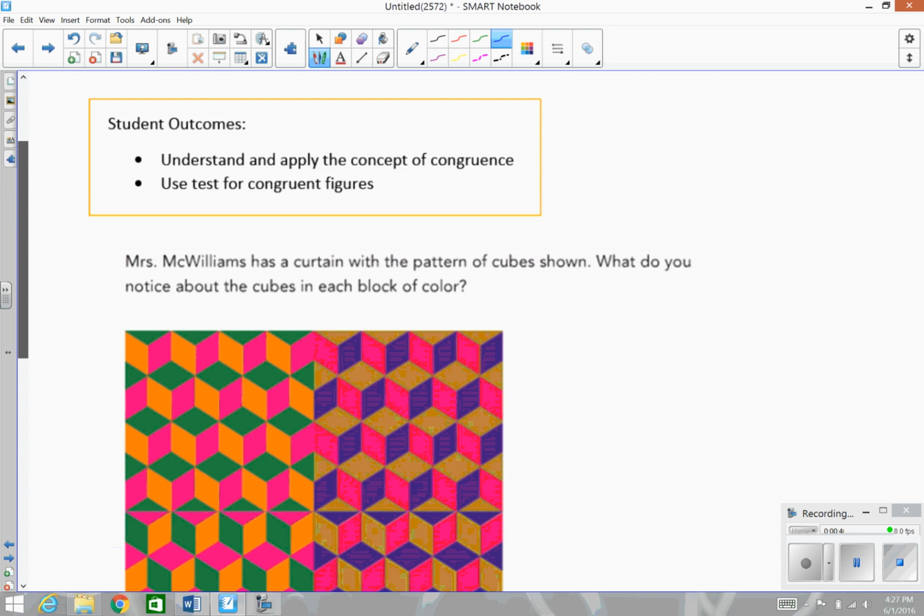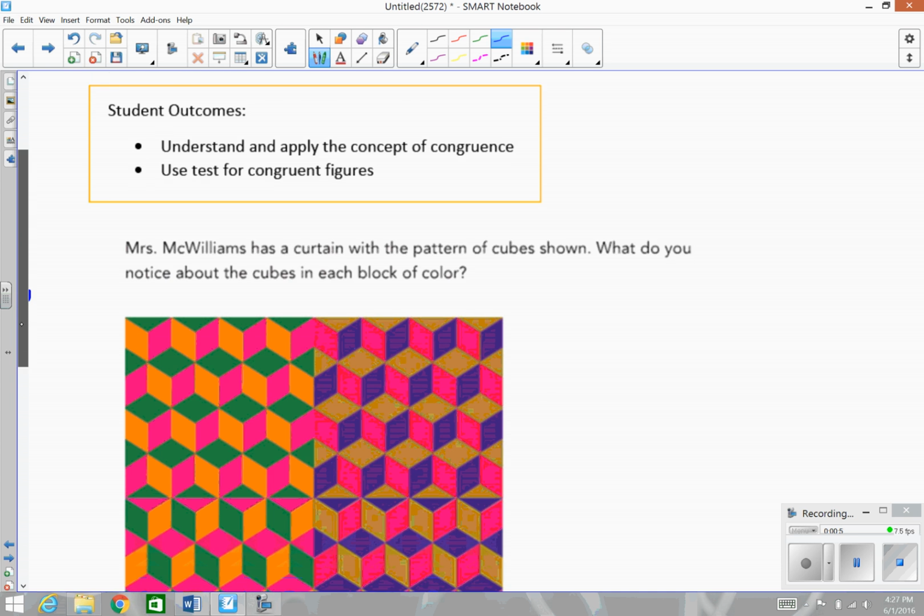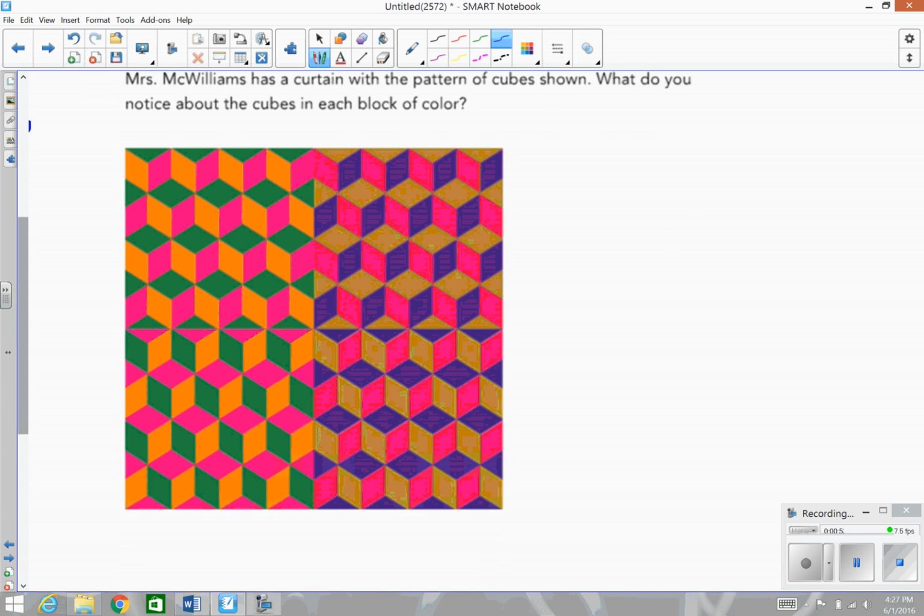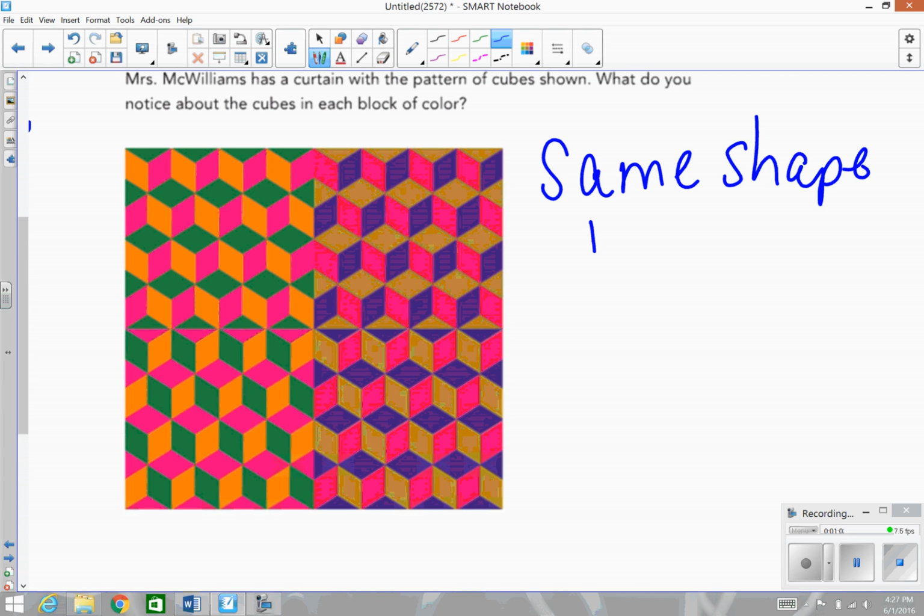The next page says Mrs. McWilliams has a curtain with the pattern of cubes shown. What do you notice about the cubes in each block of color? Okay, so yes, there's lots of colors here, but hopefully you're noticing that they're all the same shape and size, just different colors.